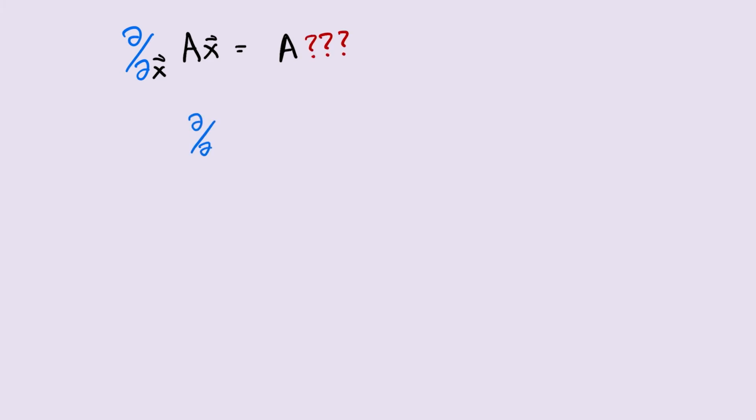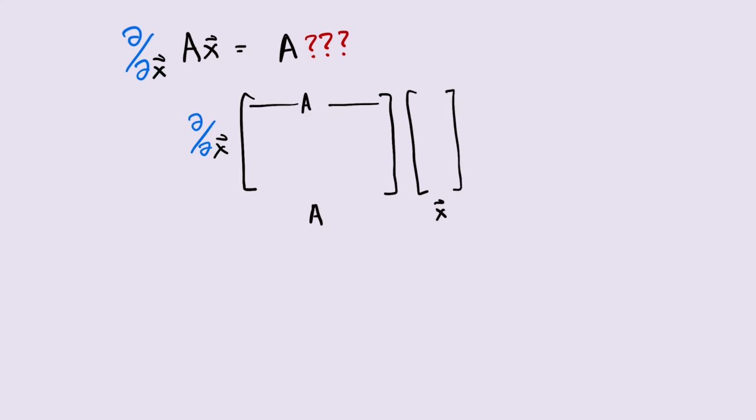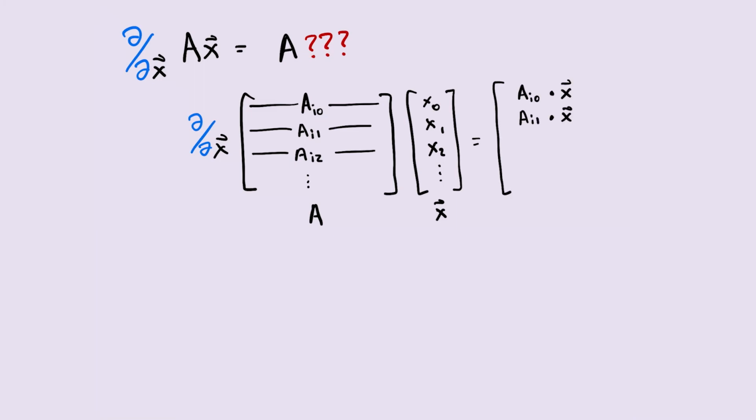To see this, I'm going to break down A times x into a series of dot products, specifically dotting the rows of A with all of X. And you can see that each entry in the output is exactly the dot product of row i of A and X.